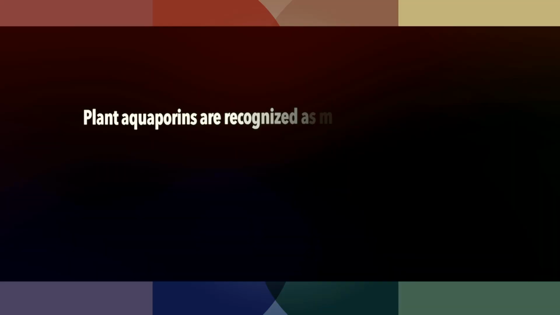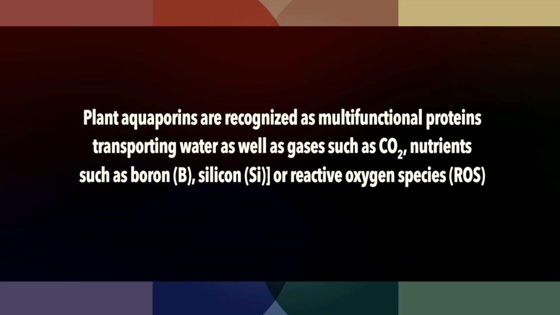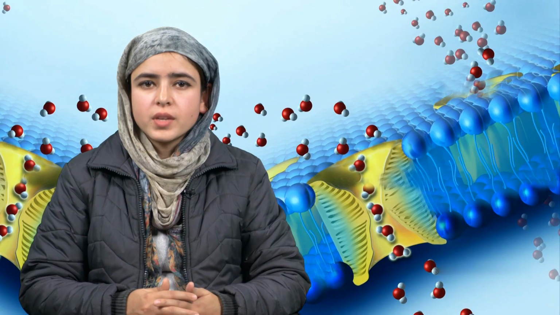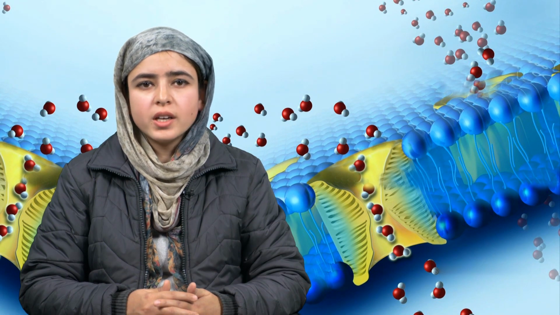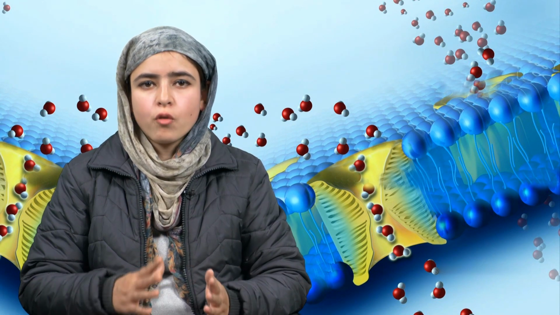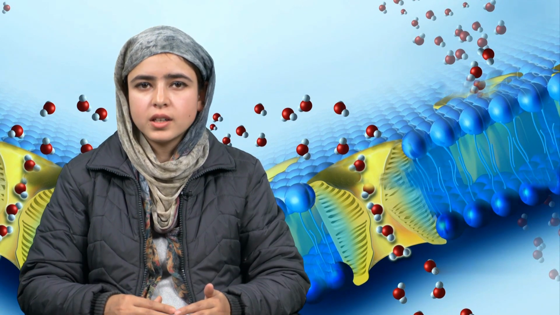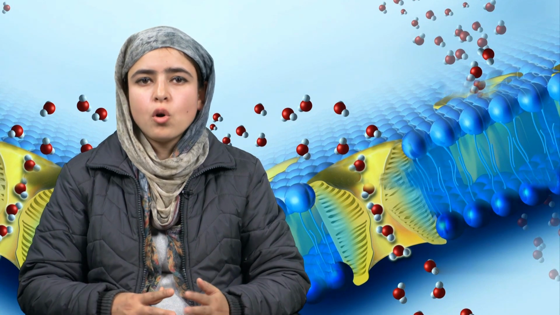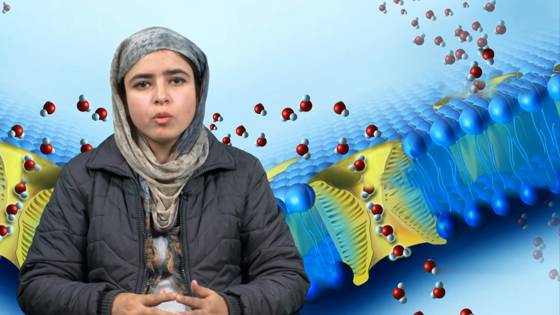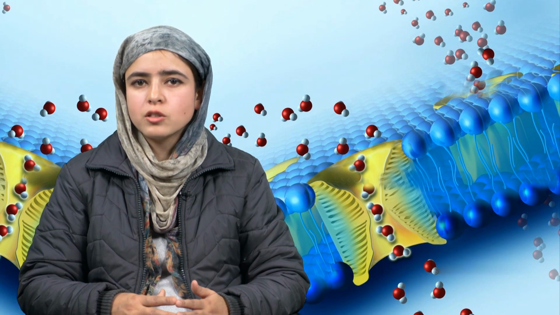After 20 years, plant aquaporins are recognized as multifunctional proteins transporting water as well as gases such as carbon dioxide, nutrients such as boron, silicon, or reactive oxygen species. Thus, aquaporin studies spread to many other fields of plant biology, from molecular membrane biophysics to cell biology and signaling. Their function also appears central for the physiology of plant growth and responses to abiotic stresses.